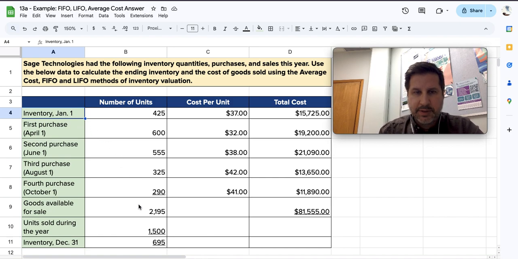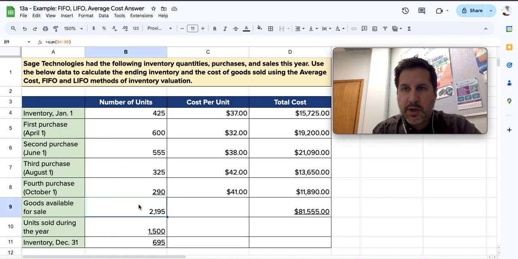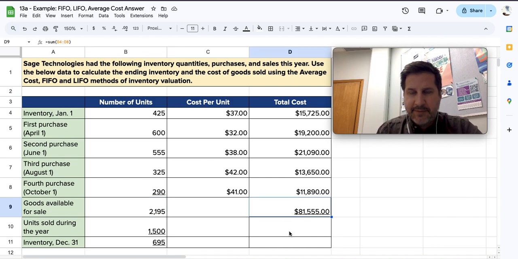My total number of purchases was 2,195 units of whatever I'm selling, and that includes my beginning inventory of 425. That's just the sum of those 5 different purchase moments in the company. And then the total cost for me was $81,555, and I calculate that by just multiplying the number of units times the cost per unit in each of the rows, and then adding that together to come up with $81,555.